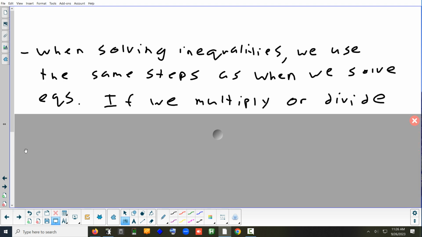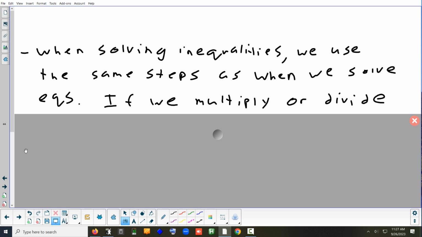So when we're solving inequalities, we do the same steps that we use when solving equations, except there's one thing we have to be careful about. What's something you could do when you solve an inequality that you need to be careful? Yep, Jake. If you flip the sign. Okay, there is a time when you need to flip the sign.